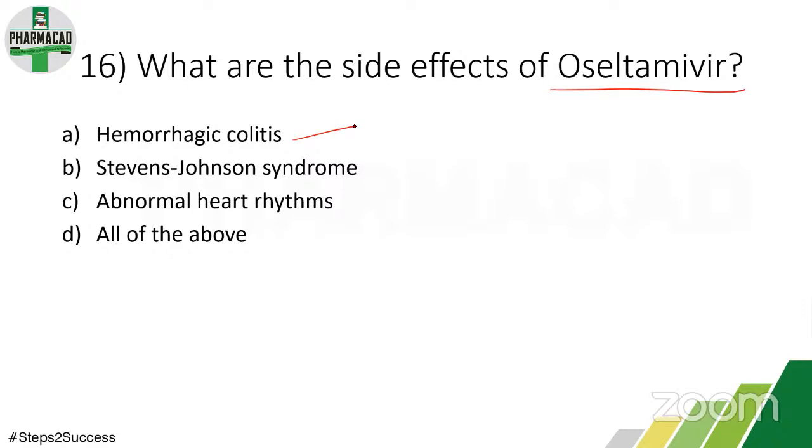Okay, Oseltamivir also causes Stevens-Johnson syndrome. What is Stevens-Johnson syndrome? It is a disorder of skin and mucous membrane. It is a serious disorder, not an acute one. Whereas abnormal heart rhythm is also a side effect of Oseltamivir. So all three are side effects of Oseltamivir. That's why the correct answer is option D, all of the above.